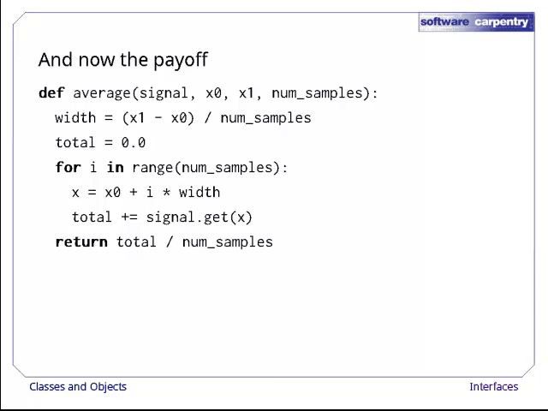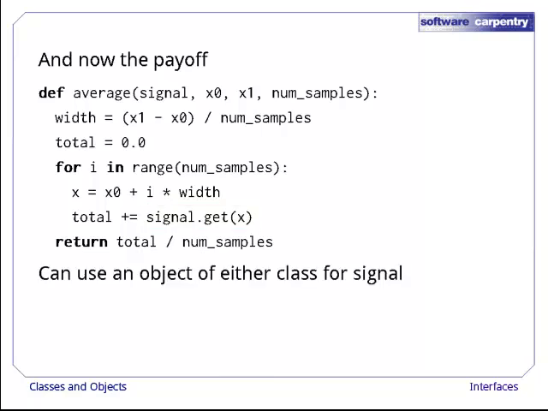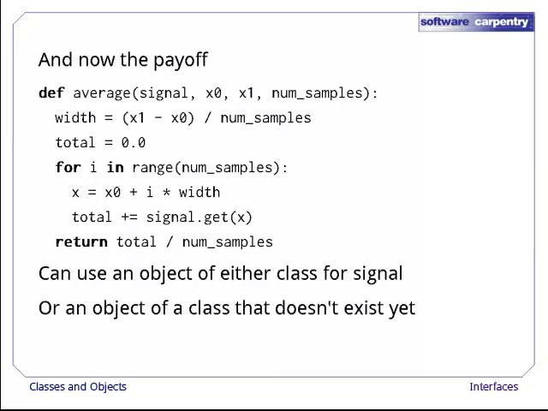It calculates n equally spaced locations, including the endpoints, finds the signal's value at each, adds them up, and divides by the number of samples. What makes it special is this call right here. We can pass in an object of any class that provides a get method, either stepSignal or linear signal, and average will work correctly. In fact, we can now write other classes with get methods that return samples, and average will still do the right thing. We don't have to come back and modify average or retest it.